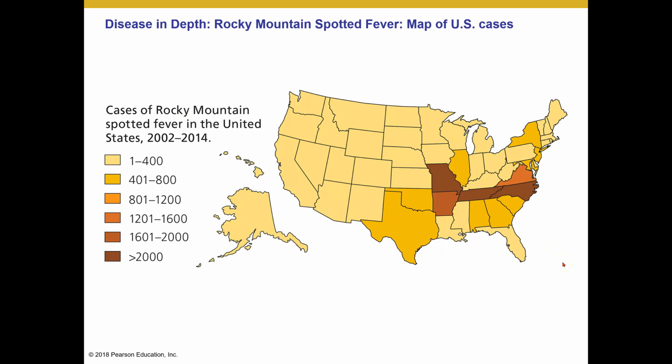This map shows where cases are most common in the United States. Despite the name, Rocky Mountain spotted fever is more prevalent in the Appalachian region and parts of the southeastern U.S. Cases are more common in warmer months, particularly May, June, and July. This is because tick activity increases during warmer weather and people spend more time outdoors. Prevention involves avoiding tick-infested areas, wearing protective clothing, and using insect repellent.